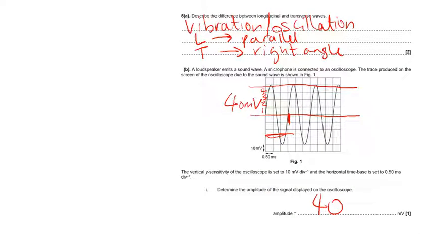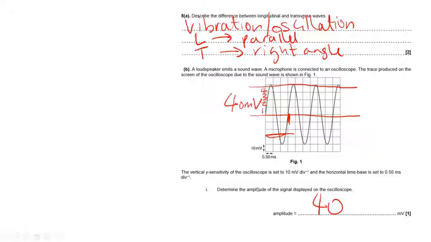Right, describe the difference between longitudinal and transverse waves. Now for this question, you need to say vibrations or oscillations. You can't just say longitudinal is parallel and transverse is at right angles. You need to mention the word vibration or oscillation. So longitudinal waves are vibrations parallel to the energy transfer, and transverse waves are vibrations or oscillations at right angles to the energy transfer.